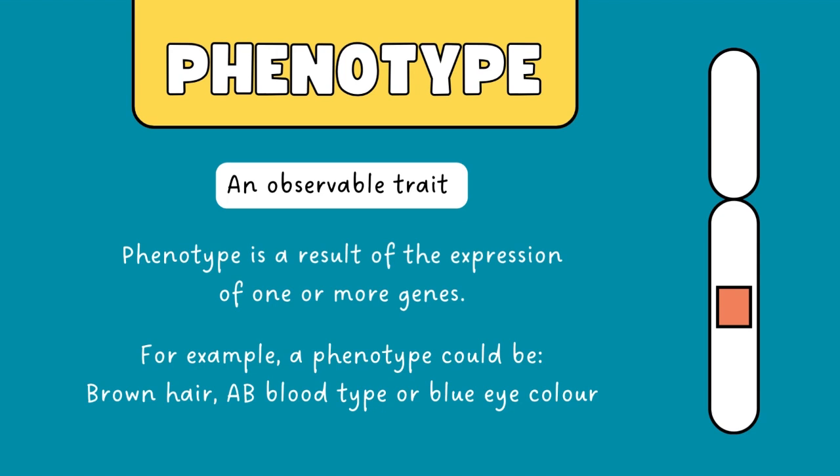Phenotype. An observable trait. Phenotype is a result of the expression of one or more genes. For example, a phenotype could be brown hair, AB blood type or blue eye color.